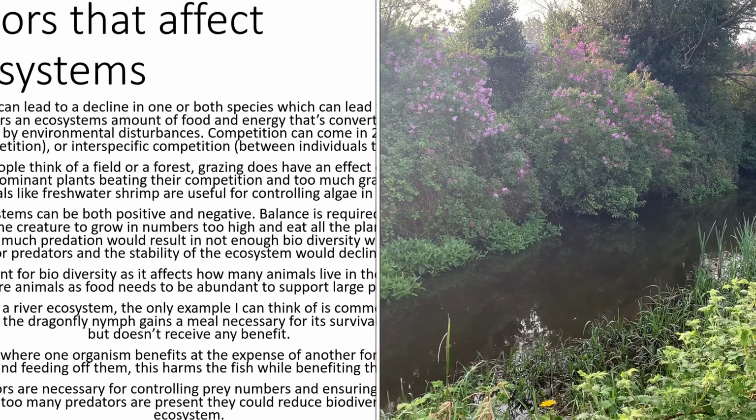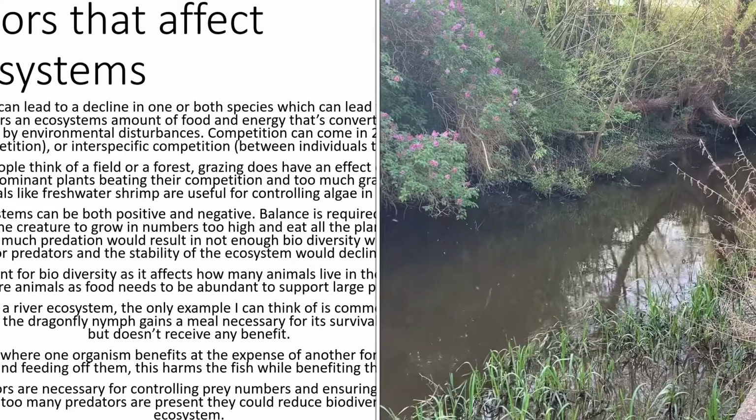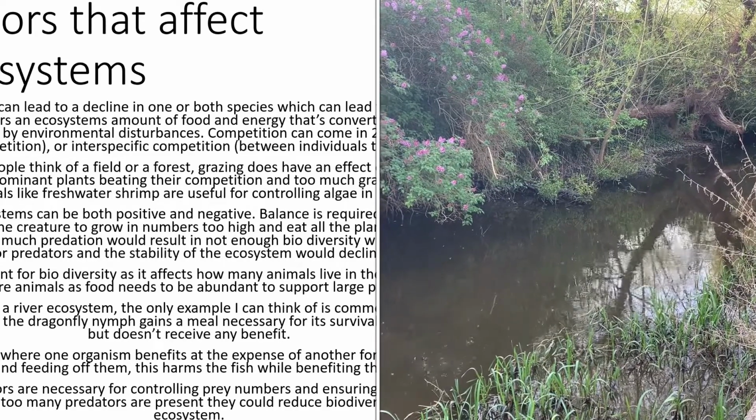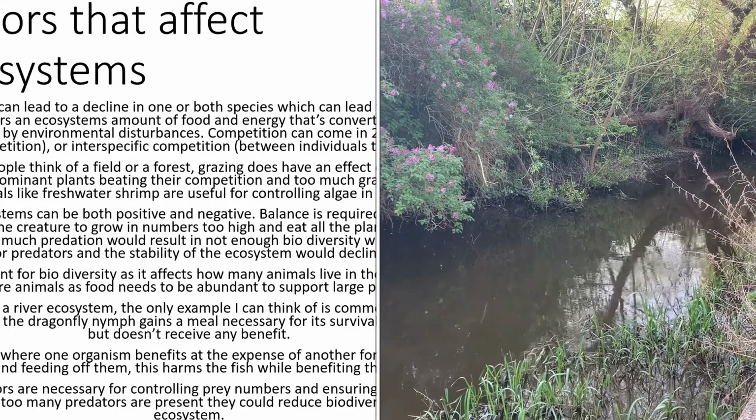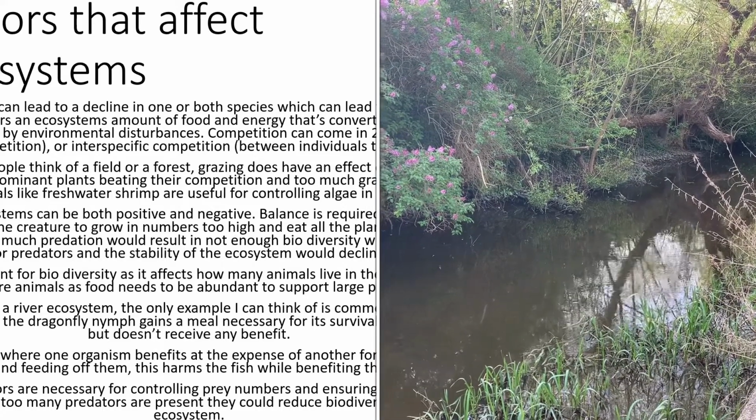Predator and prey. Predators are necessary for controlling prey's numbers, ensuring prey don't consume too many plants. However, if too many predators are present, they could reduce biodiversity and heavily damage the ecosystem.